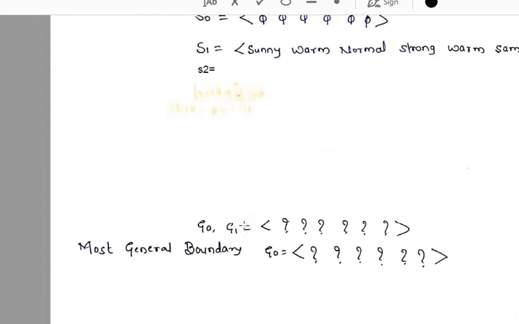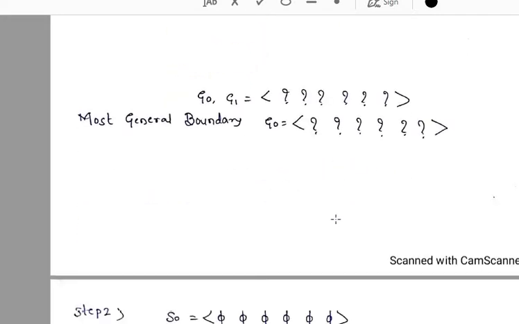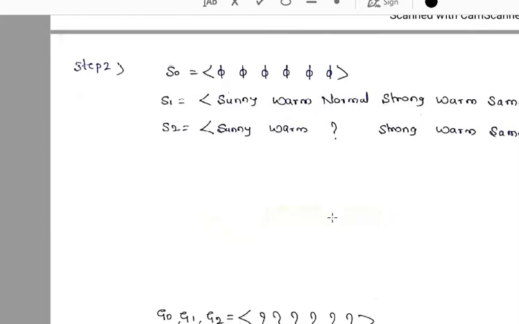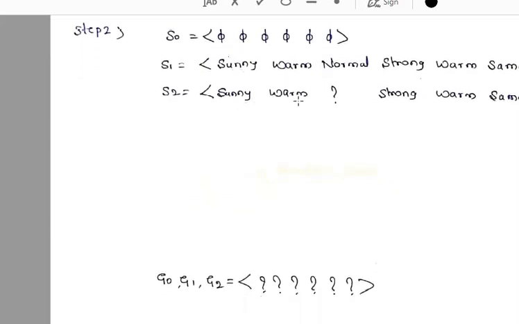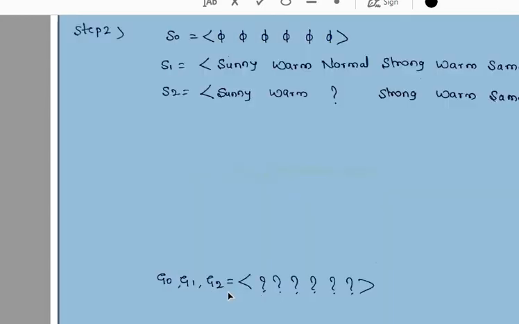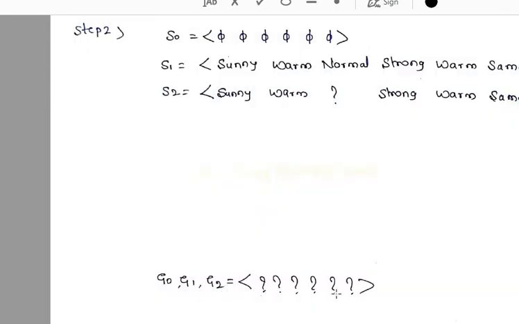Similarly for the general boundary, check it. General boundary means again question mark is there, so question mark means it can take any values. So again we will write the same general boundary here, because question mark itself will take any kind of values. So as you can see here, step 2, as I said, it is sunny, warm, question mark, strong, warm, same. Is that clear? Next, I have written G2 also. So G2, that is general boundary, again all are question marks, as I said previously.